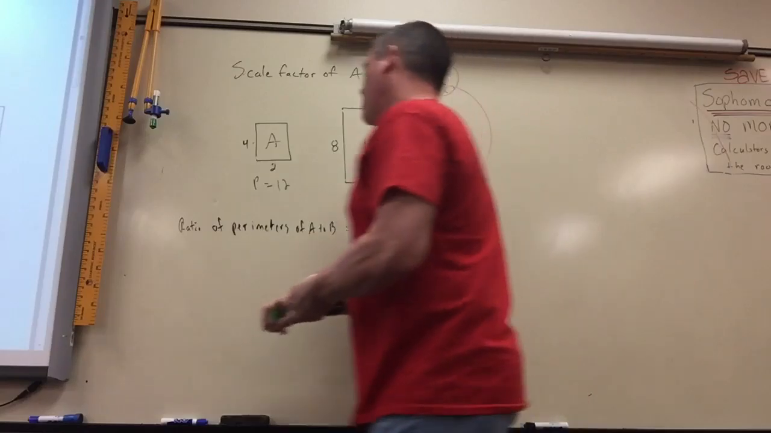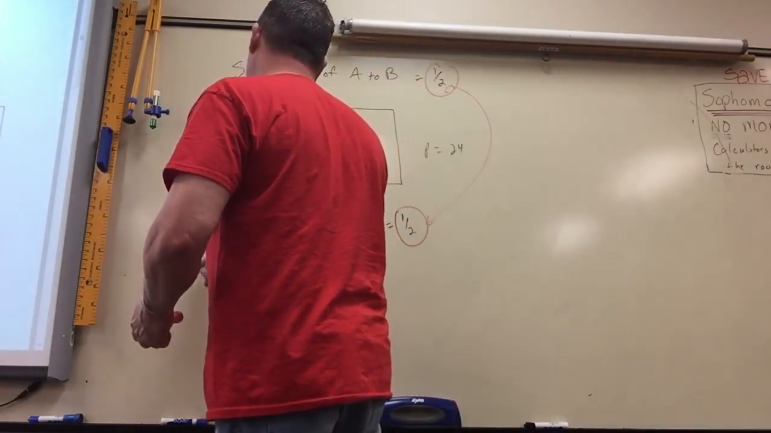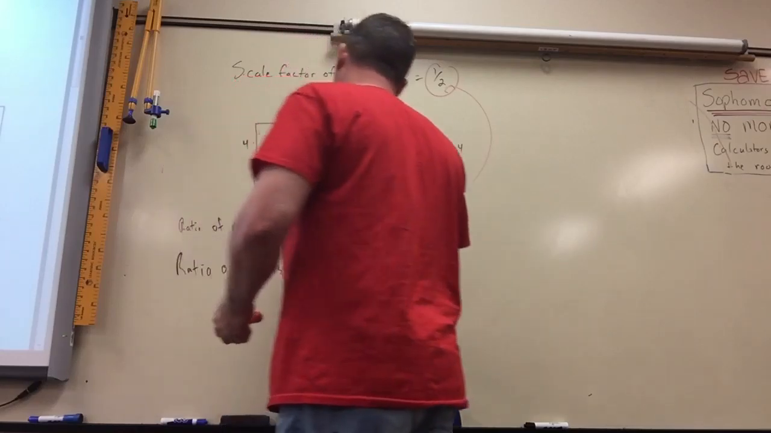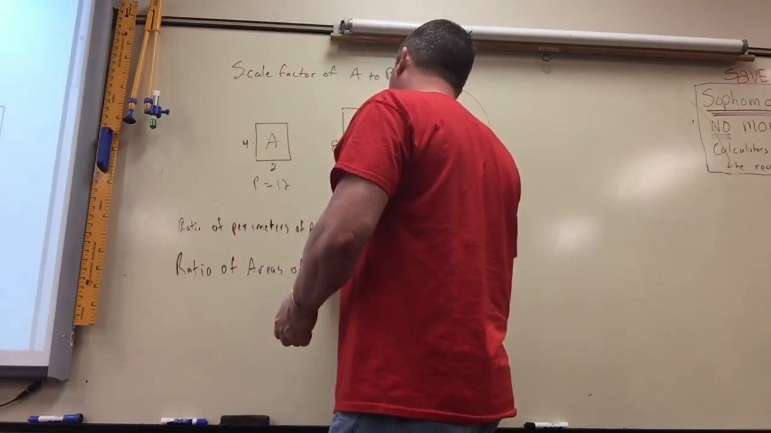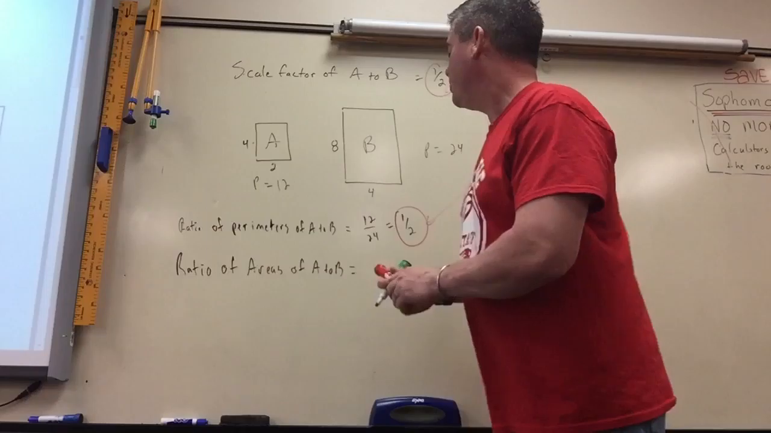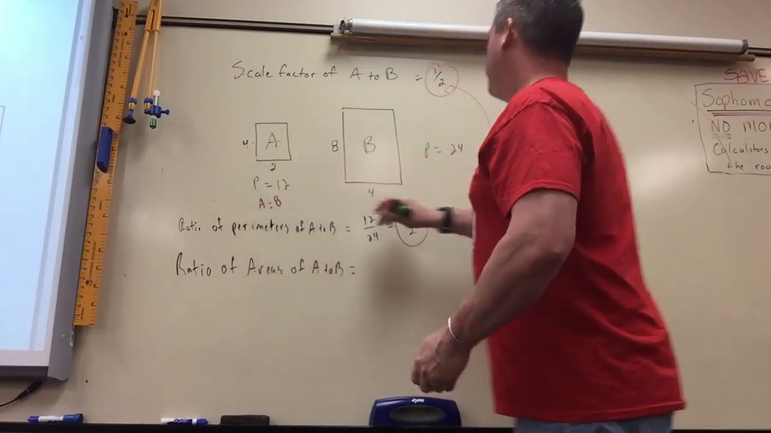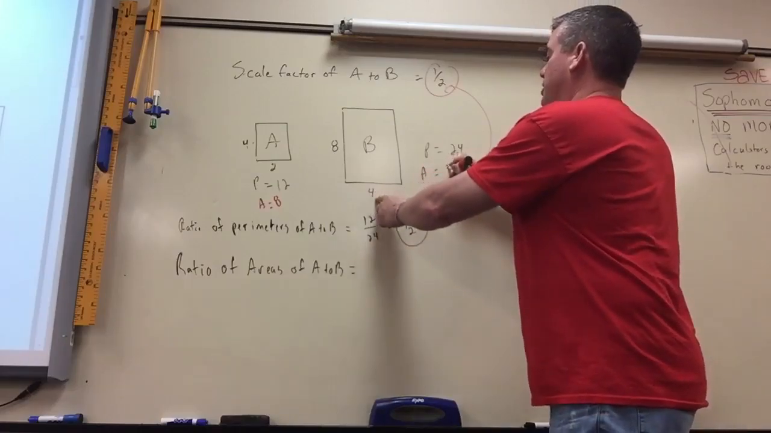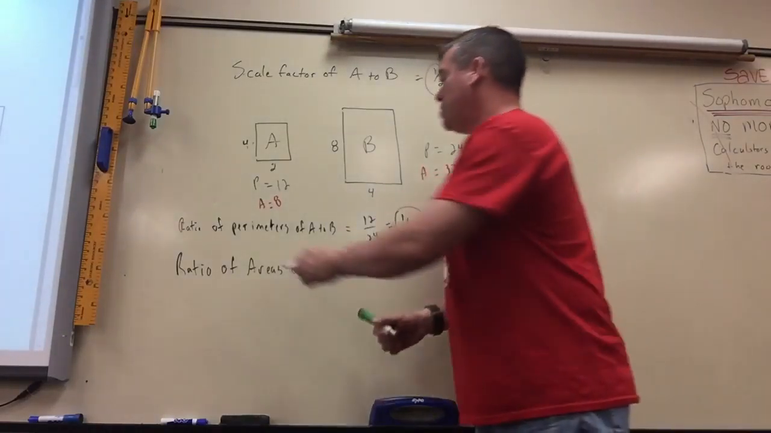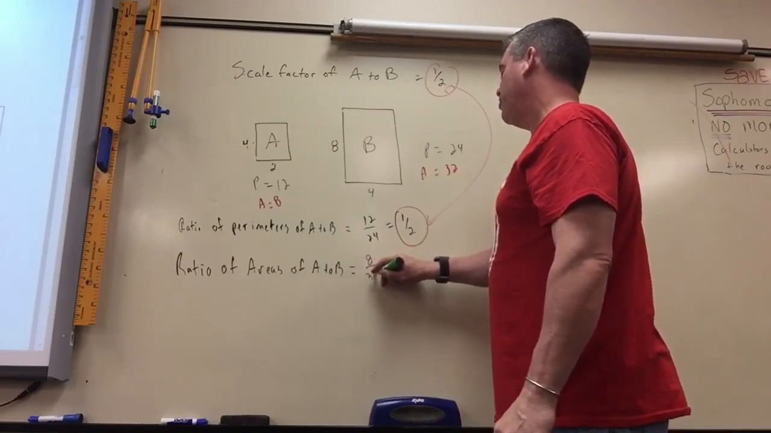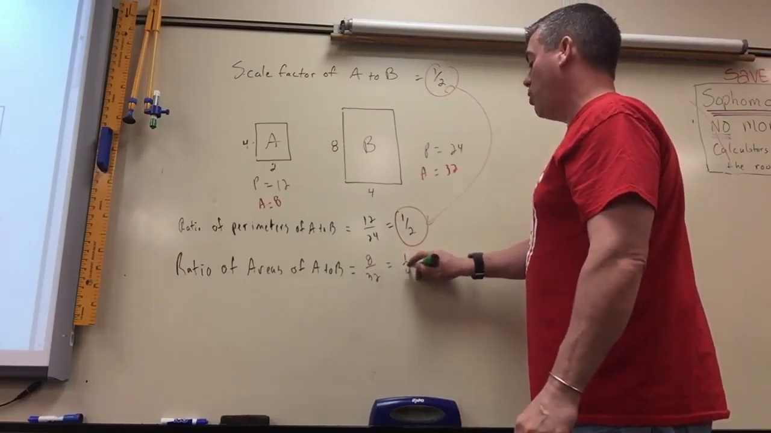Then when we did the ratio of areas, again, they're going to tell us what order to do this in, A to B. This area is 8. This area is 32. So the ratio of the areas is 8 to 32, which is 1/4.